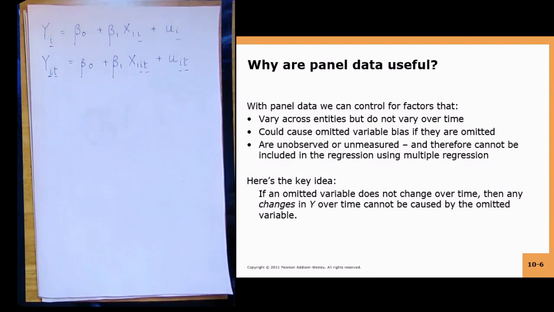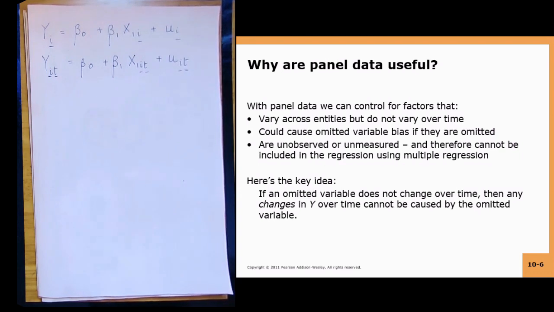So why are panel data useful? Why do we even look at the same entities at different points of time? If you remember, one of our concerns when we used cross-sectional data was that you must try to include all the variables that, if you did not include them, might cause an omitted variable bias. Sometimes though you do not have data for those omitted variables.